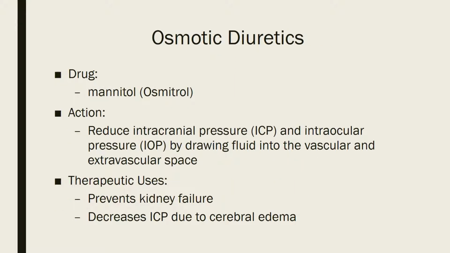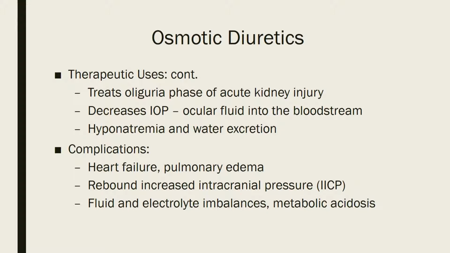Then your osmotic diuretics, which is the last group. You have mannitol, which is going to reduce intracranial pressure and intraocular pressure by drawing fluid into the vascular and extravascular spaces. This is a very potent diuretic that is only given by IV route. This prevents kidney failure, and it decreases intracranial pressure due to cerebral edema. It treats the oliguria phase of acute kidney injury, decreases intraocular pressure by making the ocular fluid go back into the bloodstream, and treats hyponatremia and water excretion. It can also be used in acute renal failure during prolonged surgery.